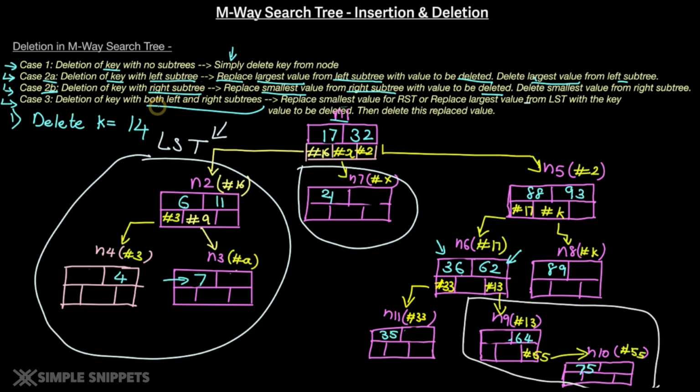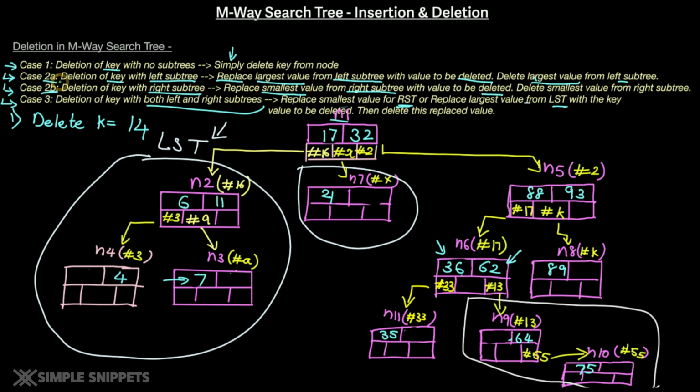So when you want to delete a key with both left and right subtree, you have two choices. You can either replace the smallest value from the right subtree or replace the largest value from the left subtree. So this is case 4, or basically case 3, because 2A and 2B are kind of the same cases. So this is the deletion process, and now you can experiment and go on deleting more values from this M-way search tree to get a little bit more practice and better understanding of the entire process.